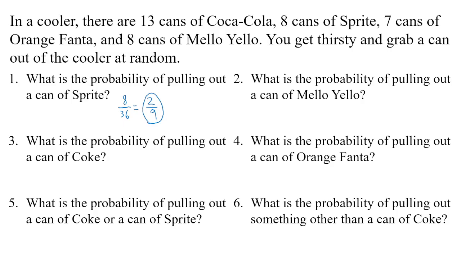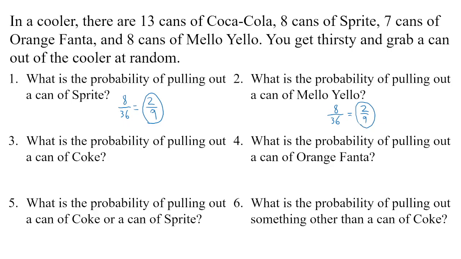Next, what is the probability of pulling out a can of Mellow Yellow? So there are 8 cans of Mellow Yellow out of 36. And just like the last time, it reduces to 2 over 9. Therefore, the probability is 2 out of 9.